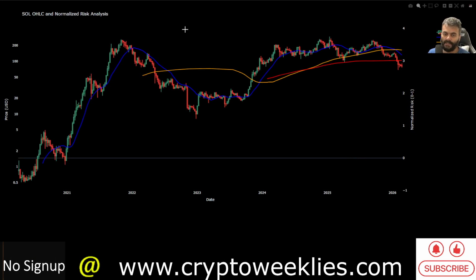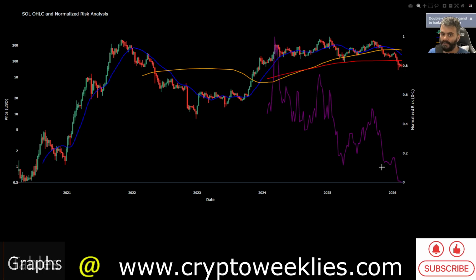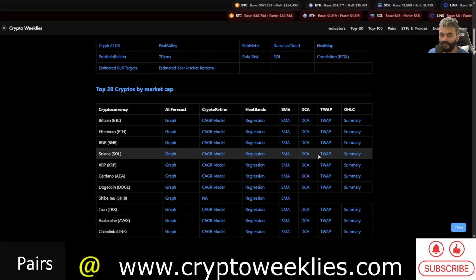The OHLC based summary looks at the price with respect to the key moving averages, the 20 week, 100 week and 200 week for Sol, and the normalized risk has gone down. That's because the 200 week simple moving average was not available in 2022. The first time Sol completed 200 weeks as an asset was in 2024. So take this model with a grain of salt.